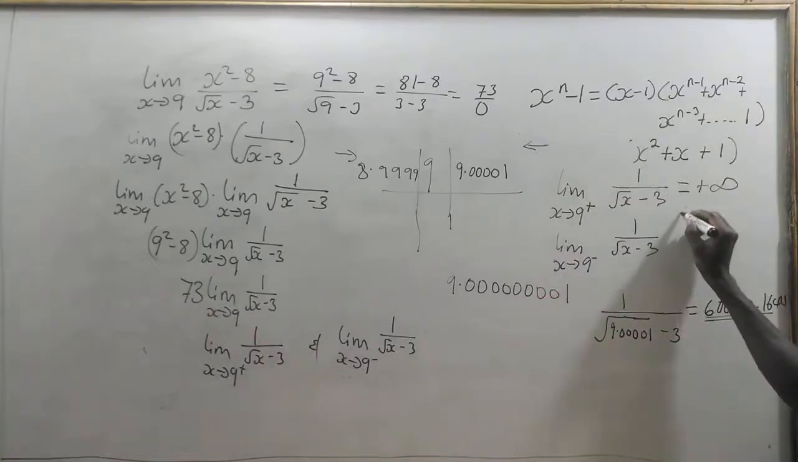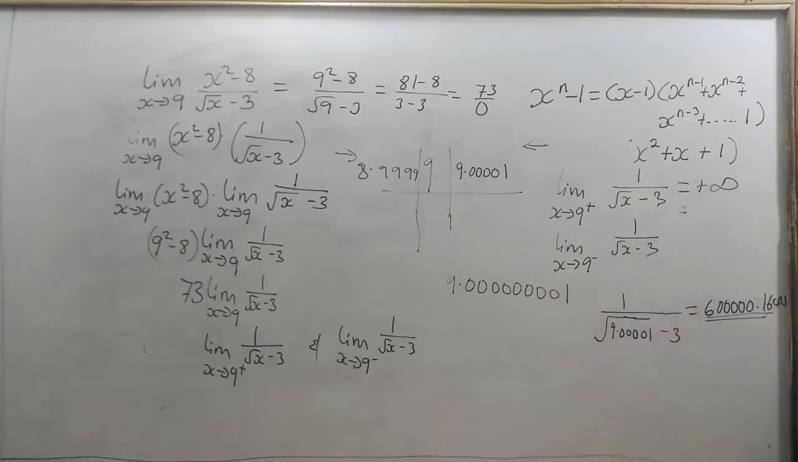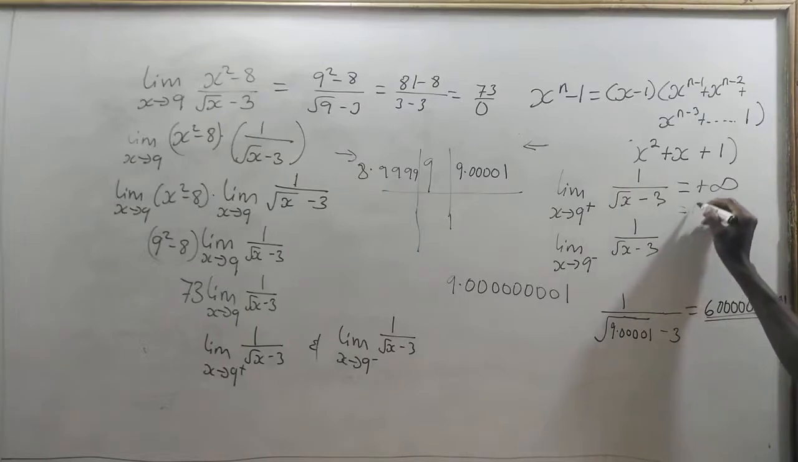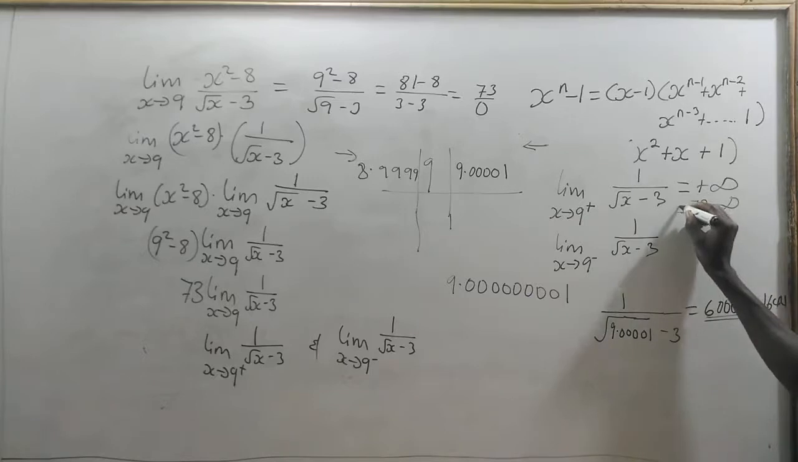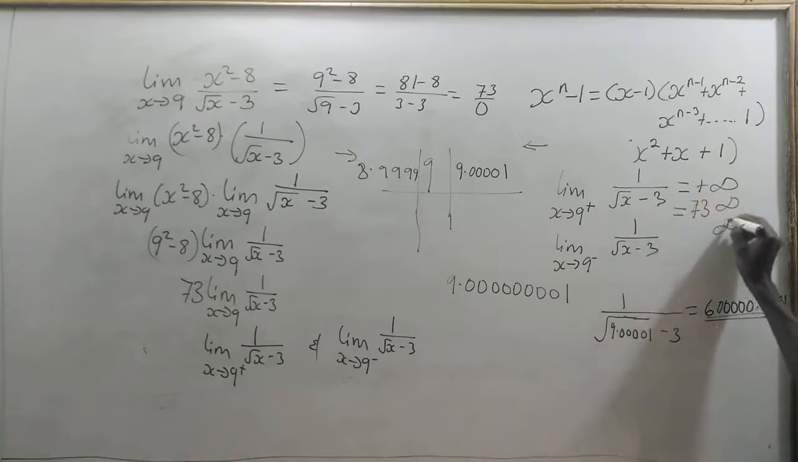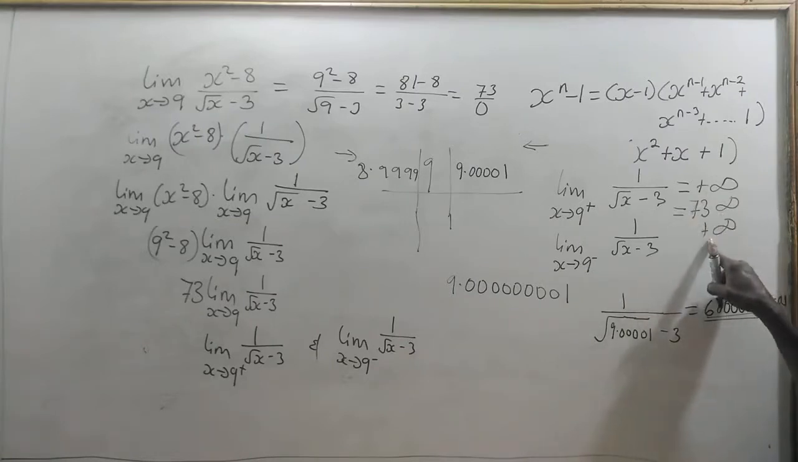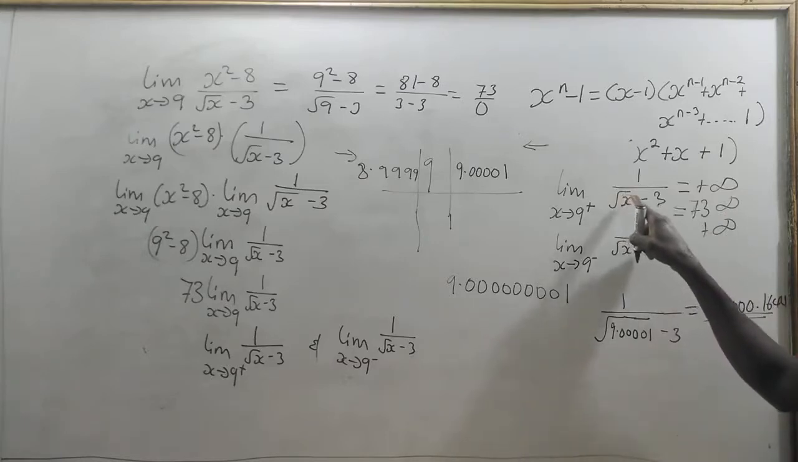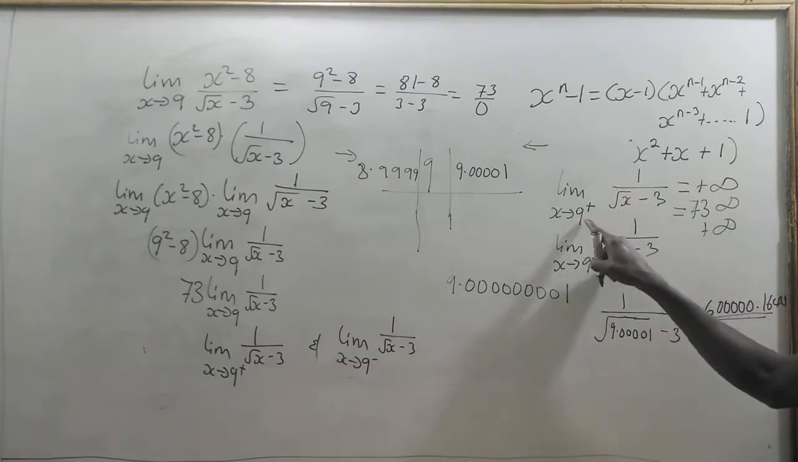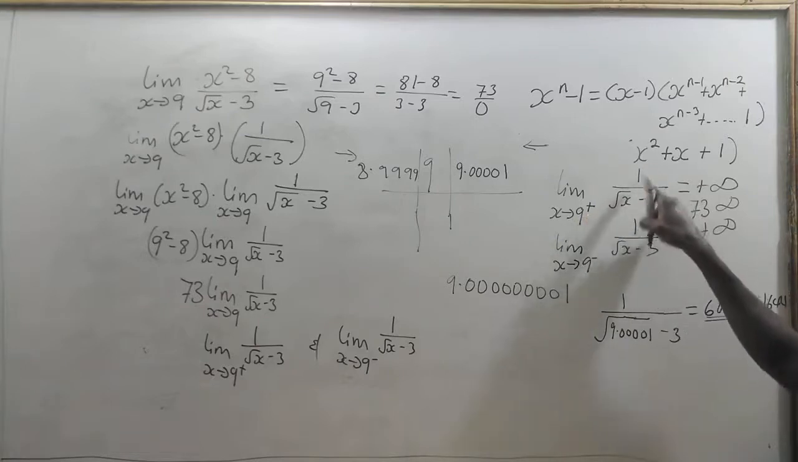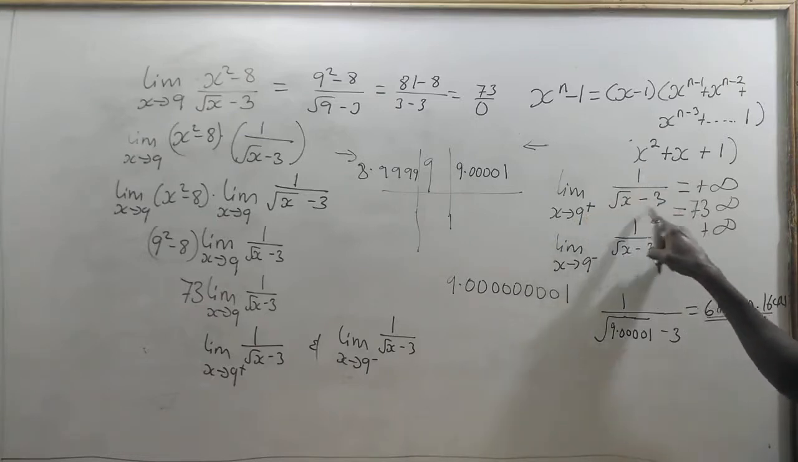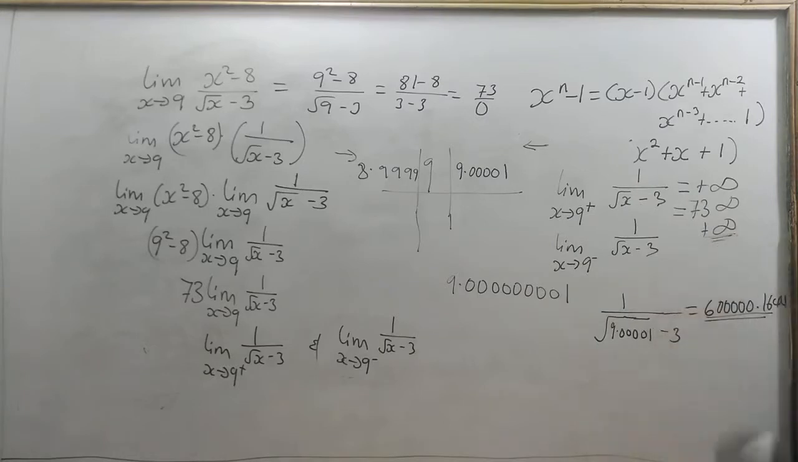So here, as the number increases to positive infinity, or as the number increases to positive without bound, if we multiply 73 by a very large number, we will still get a very large positive number. So 73 times a very large positive number will still give us a very large positive number. So as x approaches positive 9 from the right side, 1 divided by square root of x minus 3 will approach positive infinity.